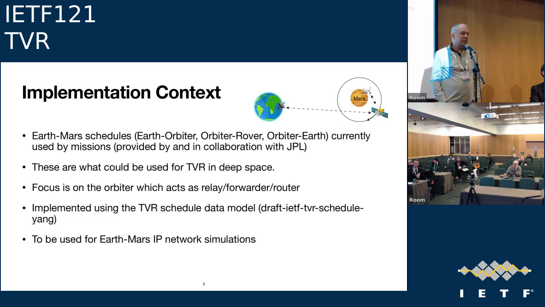So the context is we are working with JPL and we got a data set of Earth to Mars schedules, which includes Earth to every orbiter, orbiters to rovers, and orbiters to Earth, because the links are different. That's exactly what could be used for TVR in deep space. We took the focus of the orbiter that acts as a relay forwarder, and we implemented the TVR schedule data model. The key here is to be used for Earth to Mars IP network simulations. Next slide.